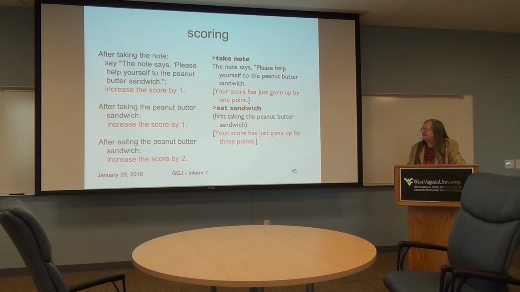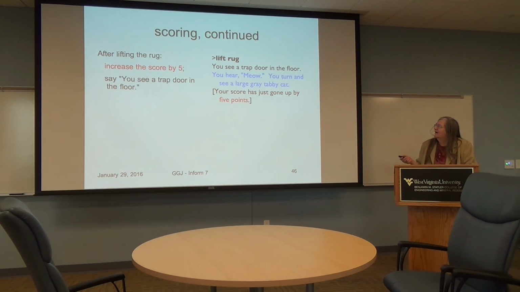And then finally we eat the sandwich. I didn't say take the peanut butter sandwich, but I can reach it, so that's done for me, and your score has just gone up by 3 points. I list the rug. This is sounding like Zork. You see a trap door in the floor. You turn and there is Fluffy, and your score has gone up by 5 points.